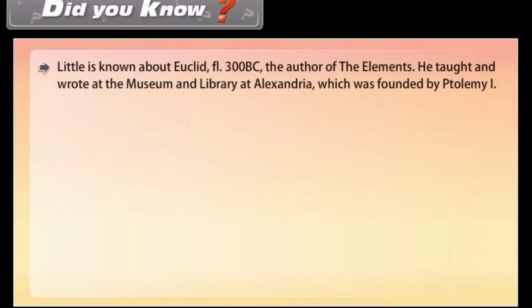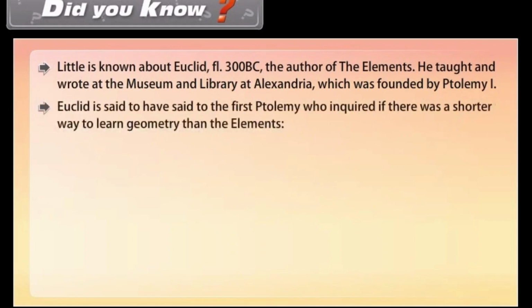Did you know? Little is known about Euclid, the author of the Elements. He taught and wrote at the museum and library at Alexandria, which was founded by Ptolemy I. Euclid is said to have said to the first Ptolemy, who inquired if there was a shorter way to learn geometry than the Elements, that there is no royal road to geometry.